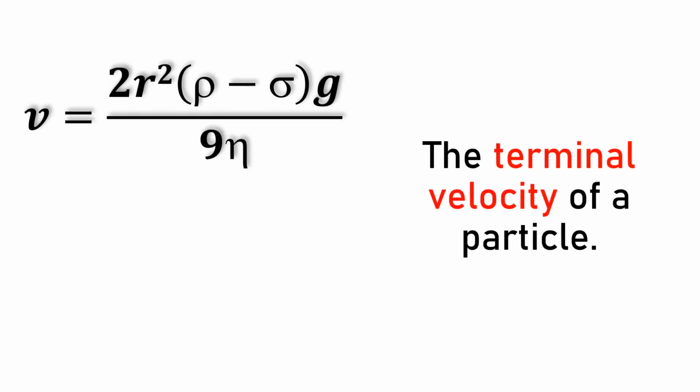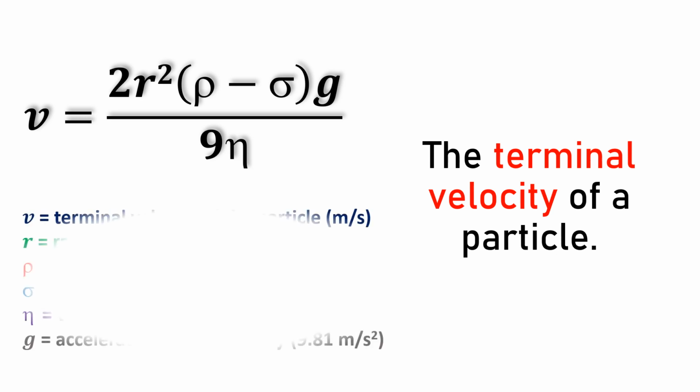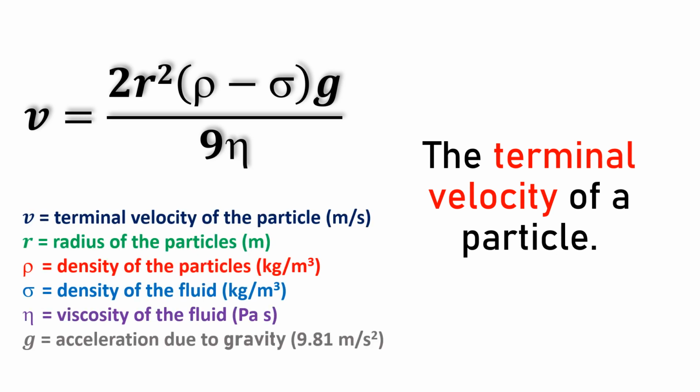A minute now to pause the video and write down the equation. Now this equation, Stokes' equation, tells us the terminal velocity of a particle, or to say it another way, the maximum speed that the particle will fall through our fluid to the bottom of our cylinder. Let's look at the terms in this equation. Take a minute now to write these down.